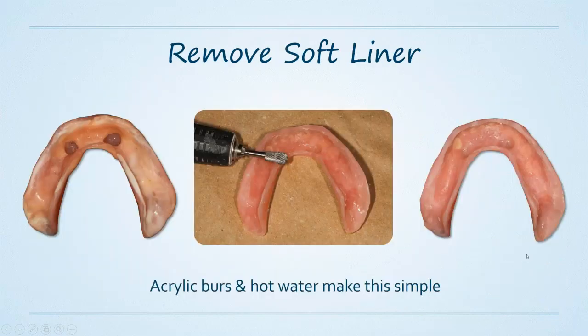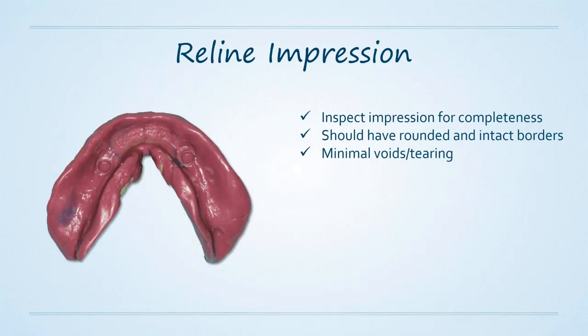The next step is I go ahead and remove my soft liner. As mentioned before, in my workflow I start removing the soft liner before I do all that stuff. Efficiency-wise, in my office it works a little bit better, but this is the classic way. Remove the soft liner using a burr, hot water, etc., whatever you find effective for you. Then I'm going to make a reline impression.